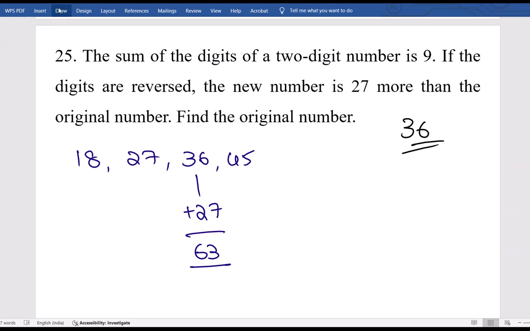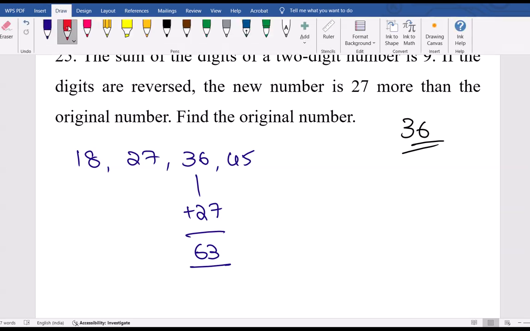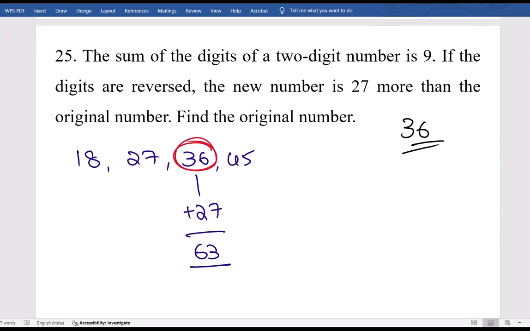Right sir, okay, why this trial and error? I want the original method. You are doing trial and error, I don't like this. I want the original method. No problem. Let us consider xy is a two-digit number. As per the first statement of the question, x plus y is equal to 9. Is that clear?